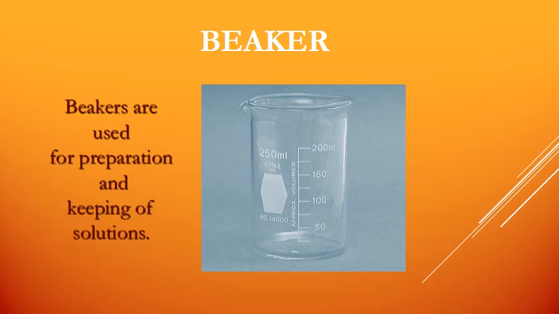A beaker is made up of glass. Sometimes it's also made up of plastics. It can be available in different sizes, like you can get a 50 milliliter beaker, 100 milliliter beaker, even a 500 milliliter beaker. Here you see a 250 milliliter beaker. Beakers are used for the preparation and keeping of solutions.